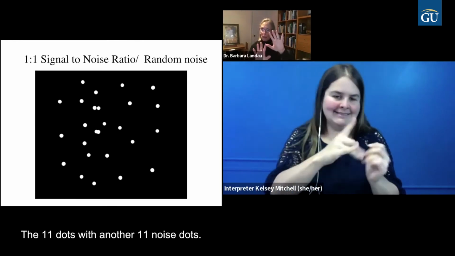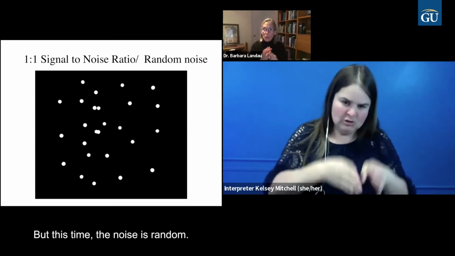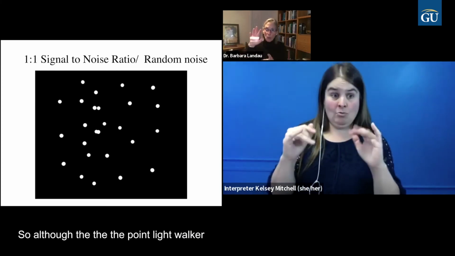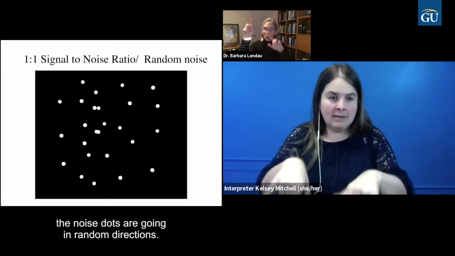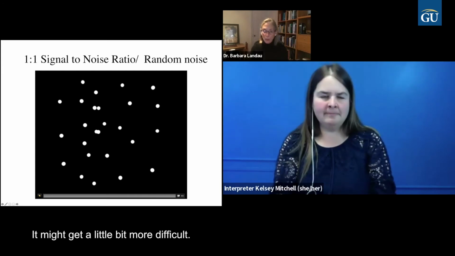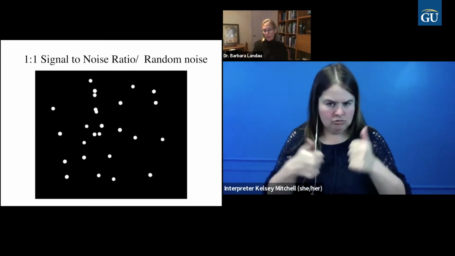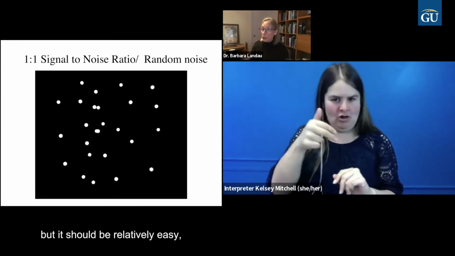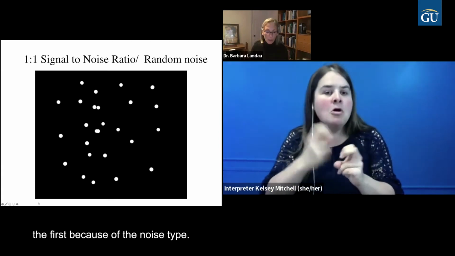We'll take you now to the next most difficult condition, which is again a 1:1 signal to noise ratio, the 11 dots with another 11 noise dots, but this time the noise is random. So although the point light walker still has its internal motions, the noise dots are going in random directions, and you'll see how you can do with this one. It might get a little bit more difficult. Which way is the point light walker walking? In my view, from this angle anyway, it looks like it's walking to the right, but it should be relatively easy, though a little bit more difficult than the first because of the noise type.